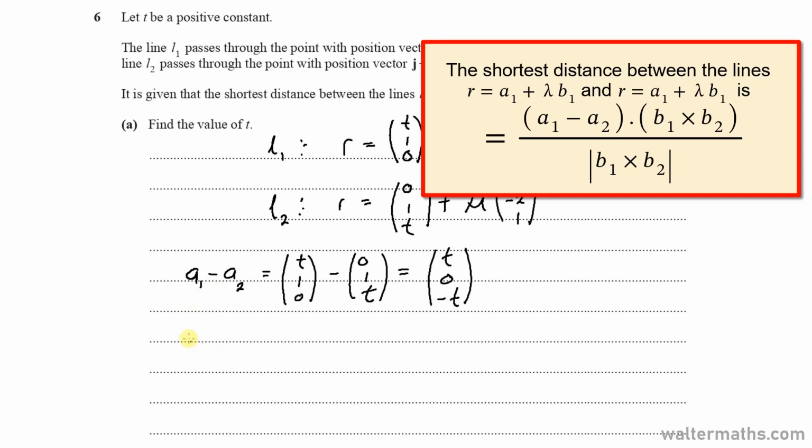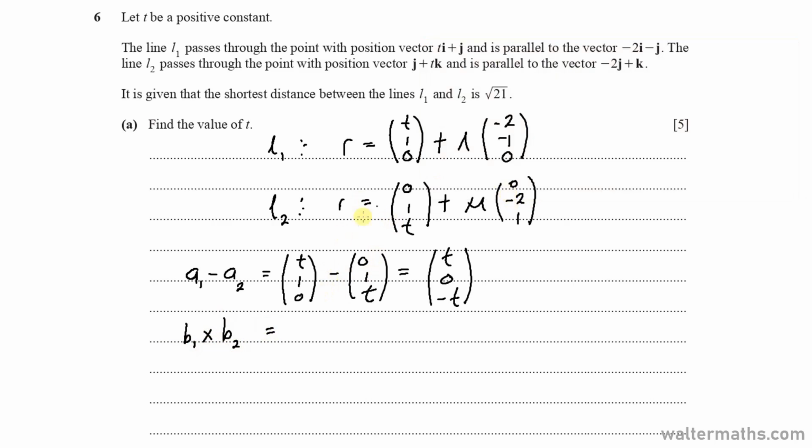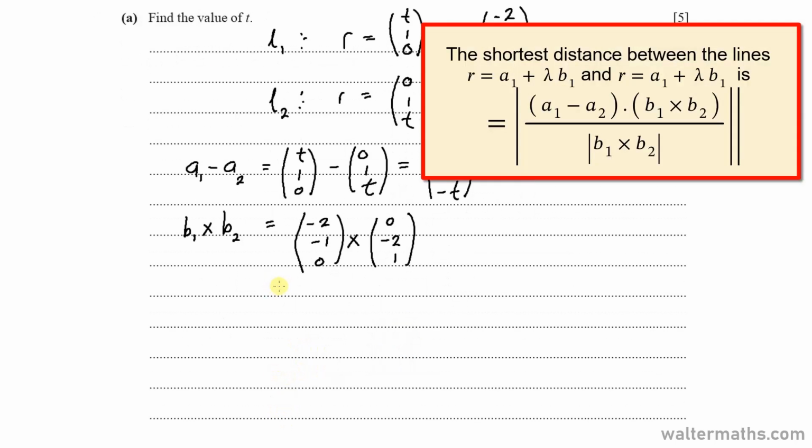And I'll also need to find the cross product B1 cross B2. So that's the cross product of the direction vectors. So for the direction vectors, I have (-2, -1, 0) multiplying (0, -2, 1). Alright, so here for the cross product, I'll close out this 2.